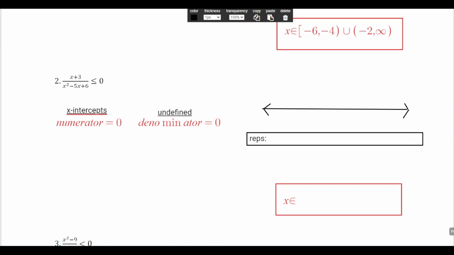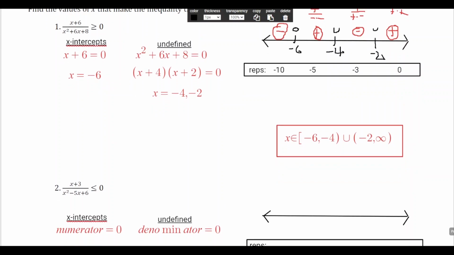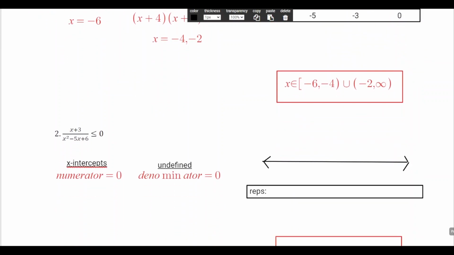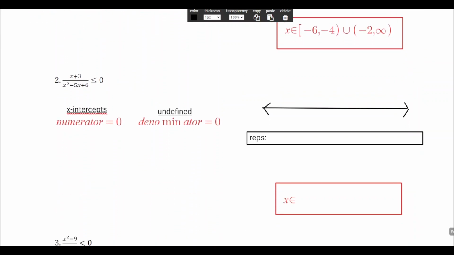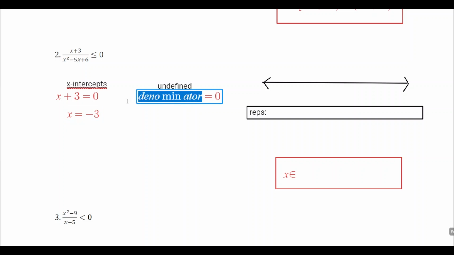So with number 2, we're going to solve it pretty much exactly how we did number 1. The only thing is we're looking for where this rational expression is negative rather than positive. So to find the x-intercepts, we are going to set x plus 3 equal to 0. So we get x equals negative 3. And to find where it's undefined, we're going to set the denominator equal to 0. And so that's x squared minus 5x plus 6. That is factorable, and we can factor it as x minus 2 times x minus 3.